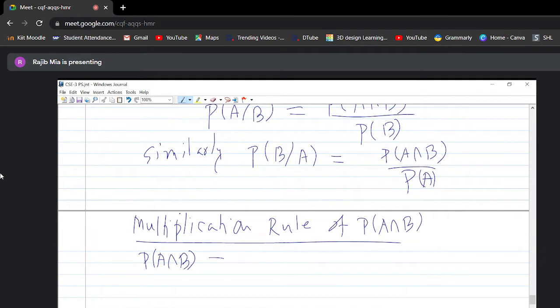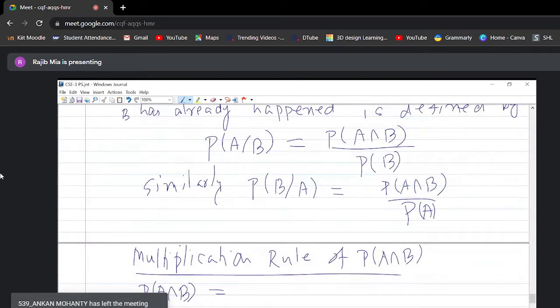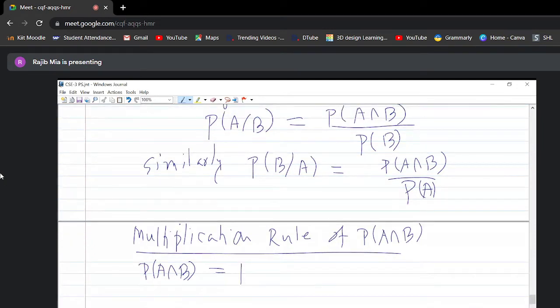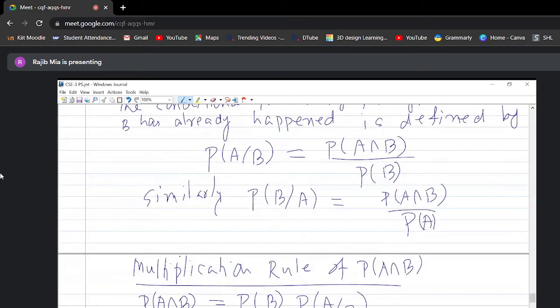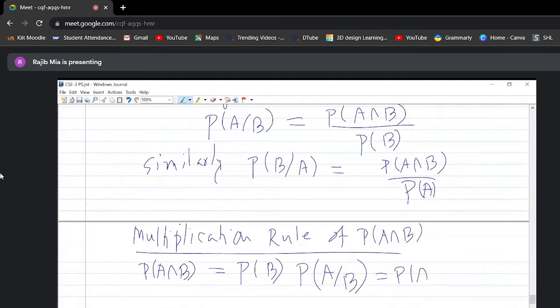If you see the first, probability of A by B, this conditional probability equals probability of A intersection B by probability of B. So from here we can get probability of A intersection B is probability of B into probability of A by B. Similarly, from second, probability of B by A equals probability of A intersection B by probability of A. So from here we can write probability of A into probability of B by A. So this is known as multiplication rule for probability of A intersection B. If the conditional probability is given and probability of A or B is given, then you can find their intersection, probability of A intersection B, using this formula.